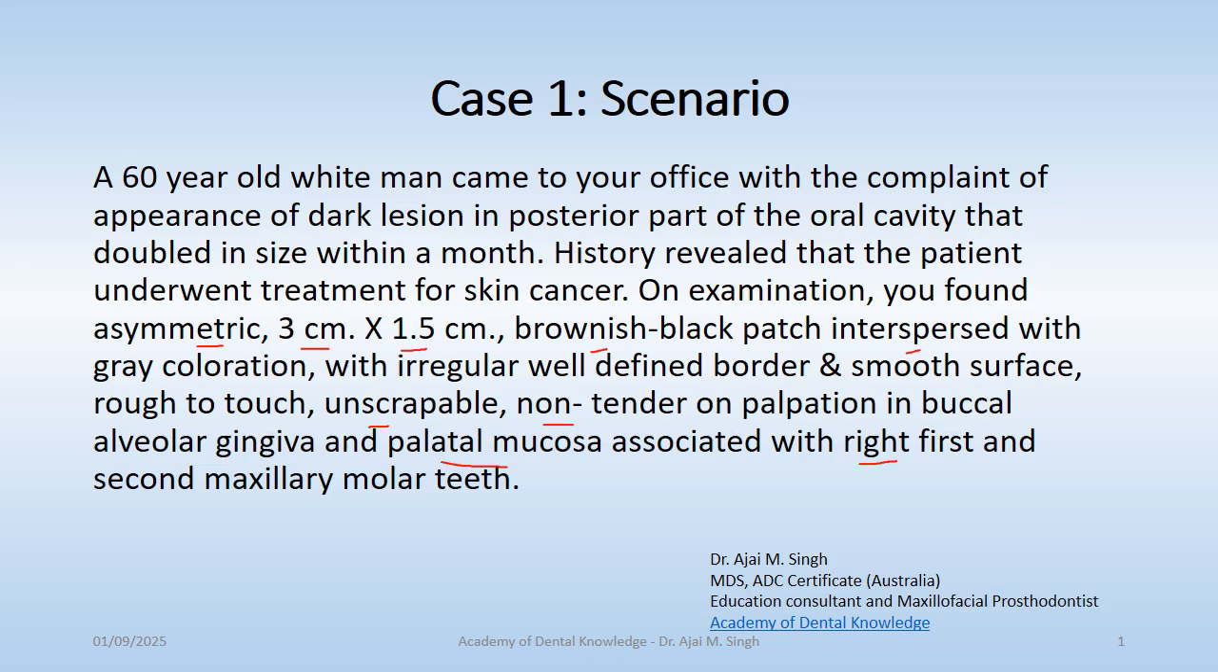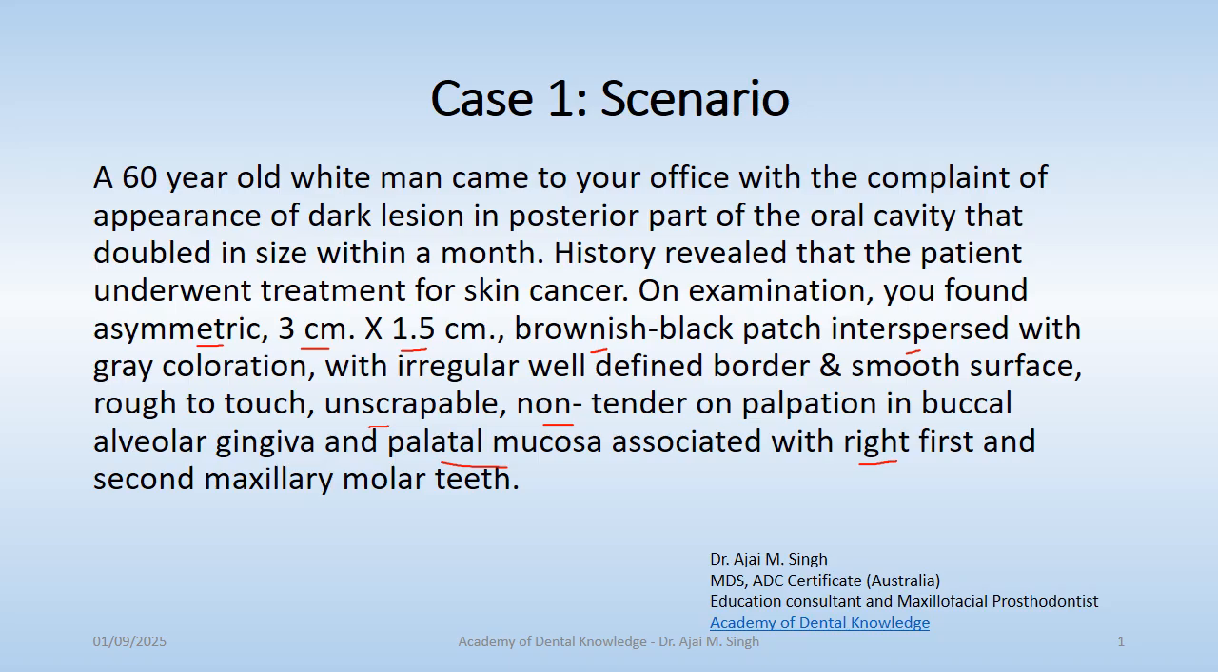Case number 1, scenario: a 60-year-old white man came to your office with the complaint of appearance of dark lesion in posterior part of the oral cavity that doubled in size within a month. History revealed that the patient underwent treatment for skin cancer. On examination, you found an asymmetric, 3 cm by 1.5 cm, brownish black patch interspersed with grey coloration with irregular, well-defined border and smooth surface.